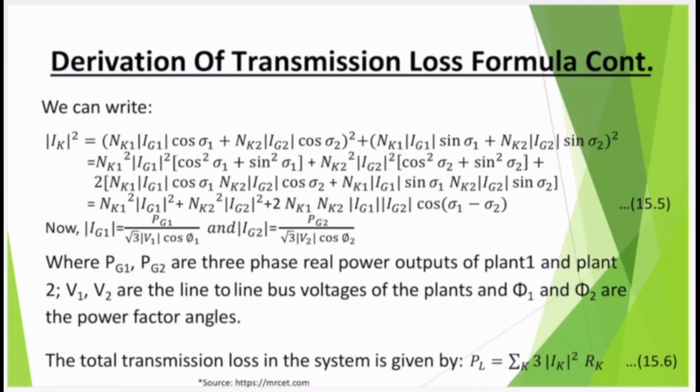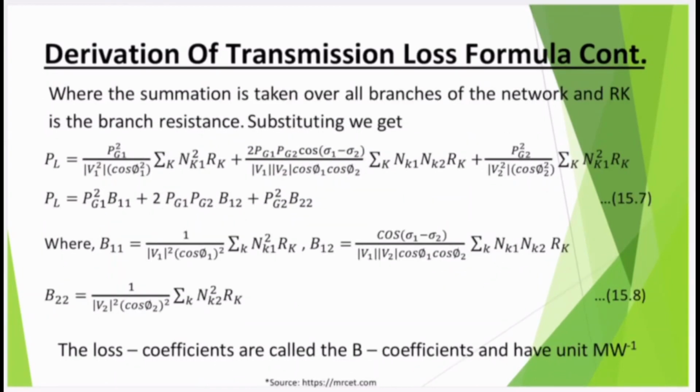The total transmission loss in this case will be PL, which is the summation of 3 times IK square RK, where the summation is taken over all the branches of the network, and RK is the branch resistance, considering one branch which is RK.